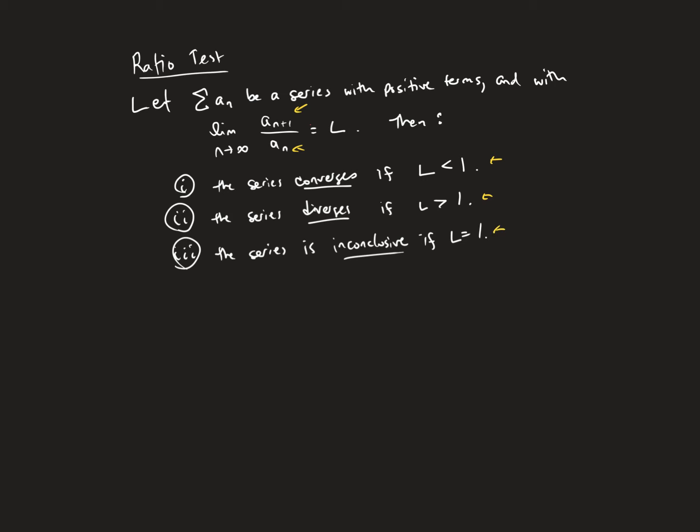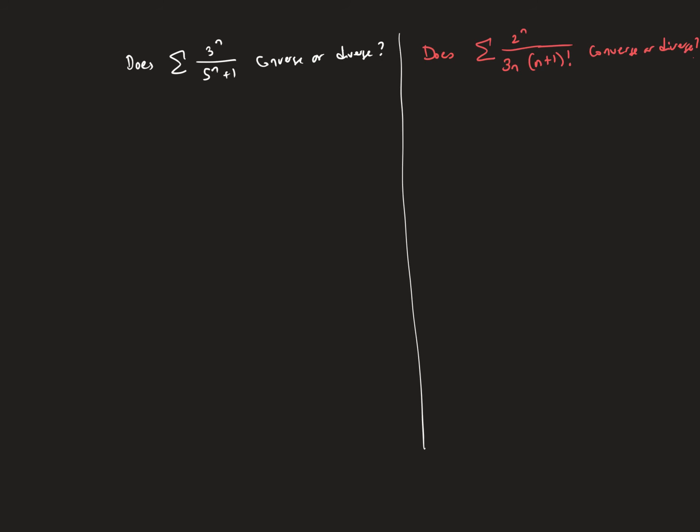And the big thing is that the test is inconclusive if L equals 1, because that means once you get out towards the end, they're sort of growing at the same rate, so it's hard to tell if it's actually converging or diverging. Now, I've got a couple of examples that are just straight up ratio test, and the ratio test is super useful because this is what we're going to use with power series and with Maclaurin series and with Taylor series to talk about their convergence. So first, a couple of examples.